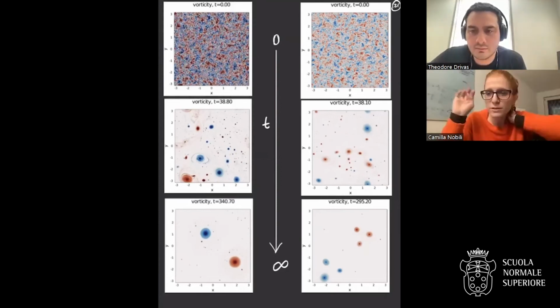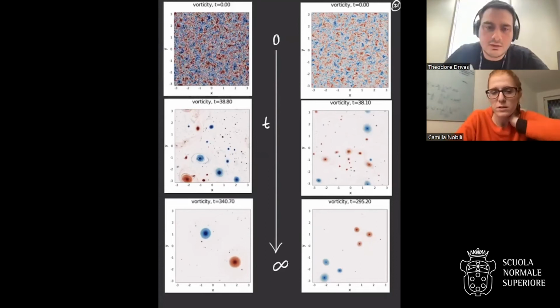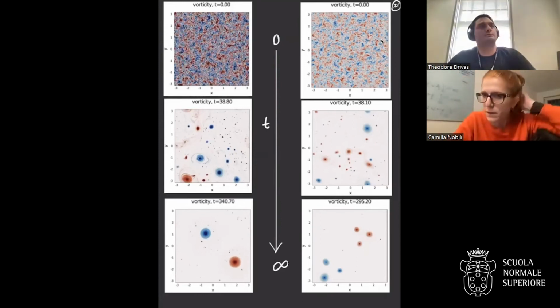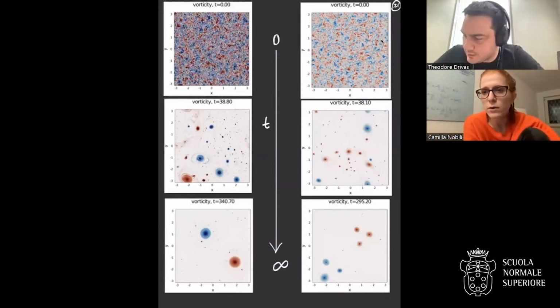Can I ask a question? Camilla? Yes, Theo, I wanted to ask you, so this is a qualitative picture, and I wanted to ask you if you can actually extract some quantitative estimates a la coarsening type of estimates. I'm thinking about some specific work of Felix Otto in these directions. So for example, monitoring, I don't know, some inverse Sobolev norm of the vorticity, things like this.